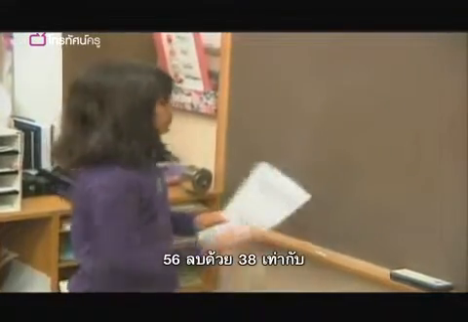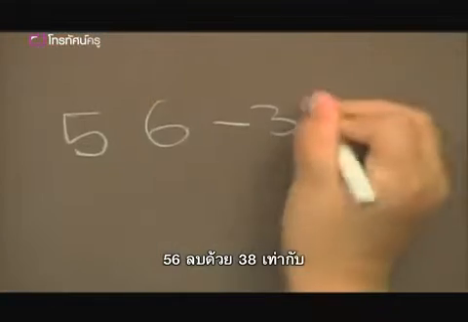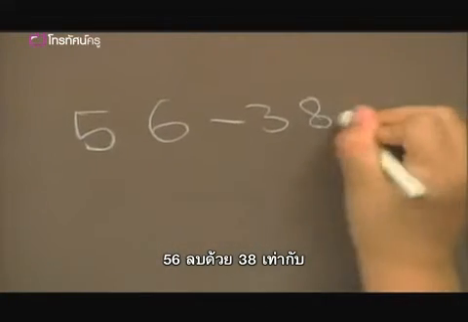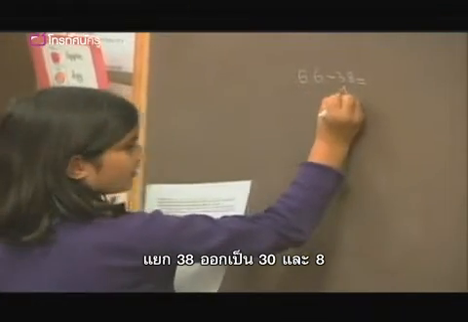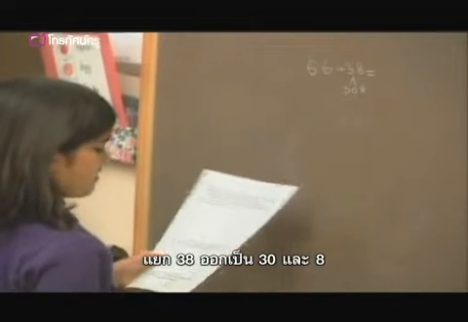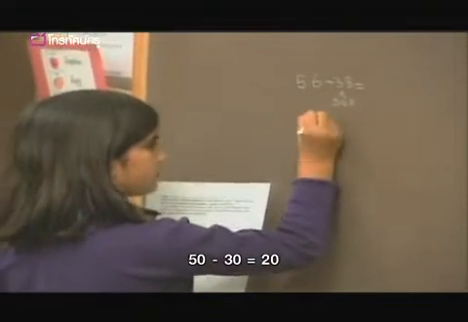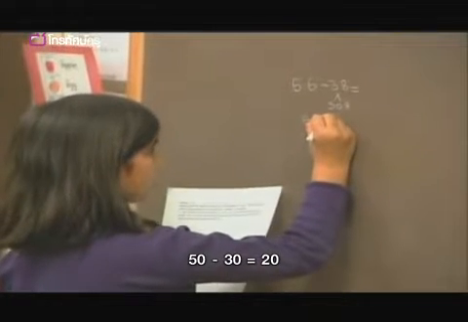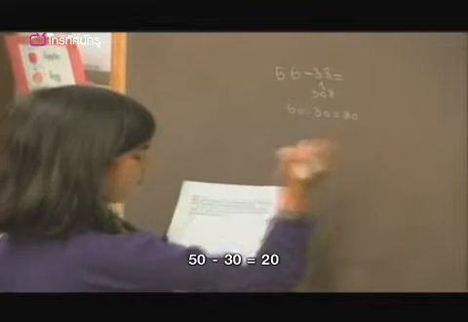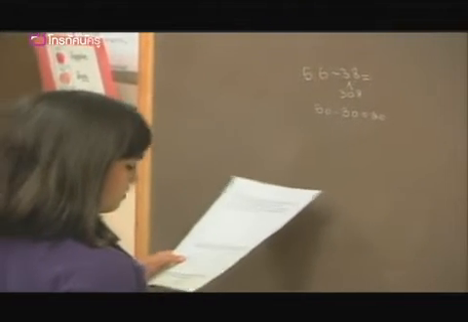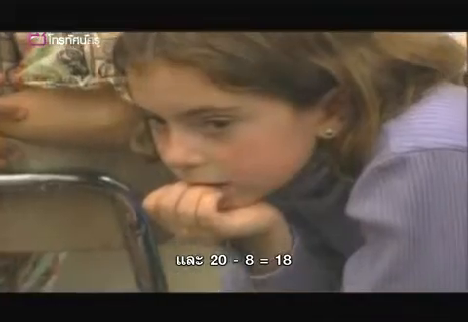So, 56 take away 38 equals, break the 38 up into a nice 30 and an 8, and then 50 take away 30 equals 20, and 20 take away 8 equals 18.